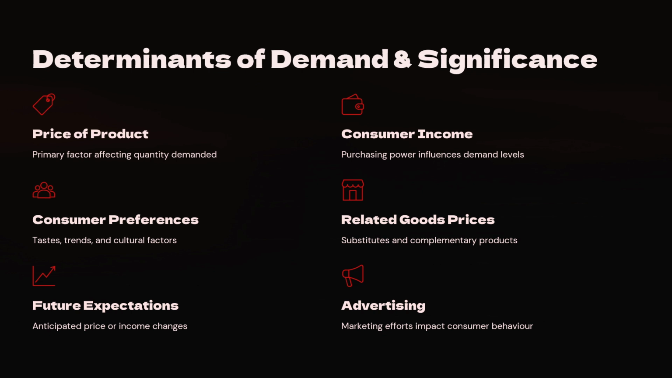Then what decides the demand and its significance? One is the price of the product, second is consumer income, third is consumer preference, fourth is related goods' price, fifth is future expectation, and sixth is advertising. These are the determinants of demand. You have to write all these six.